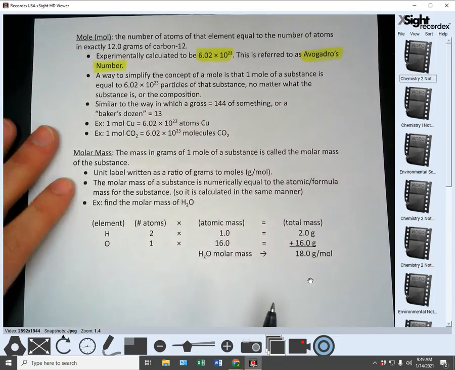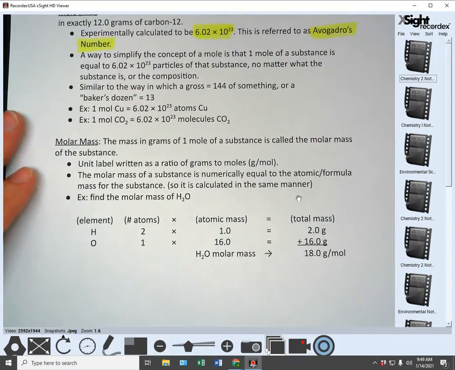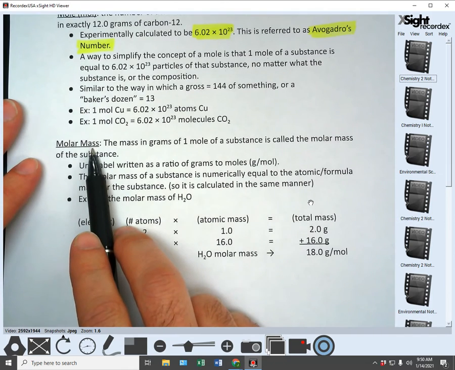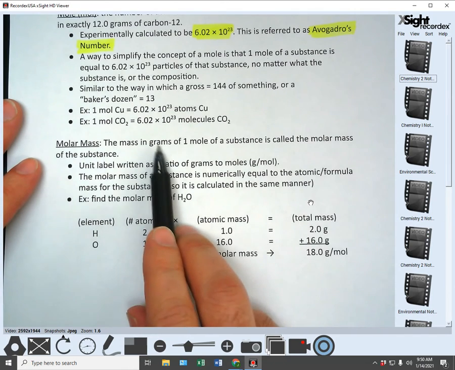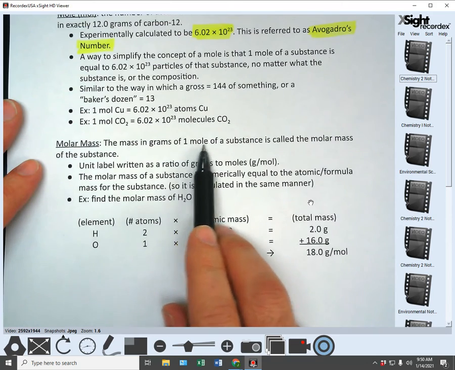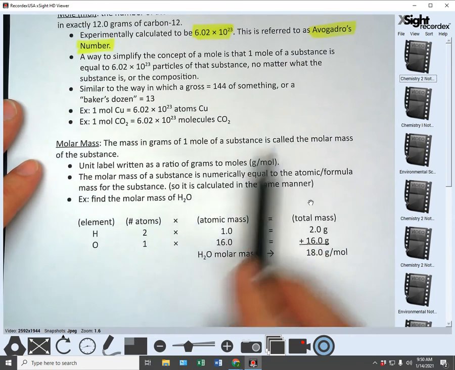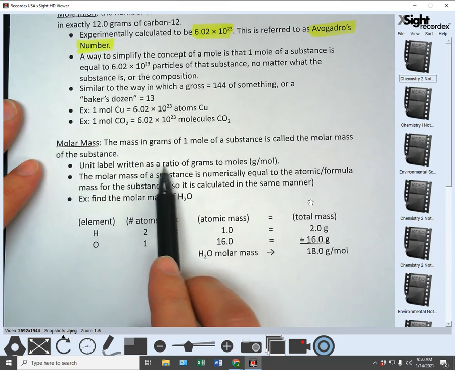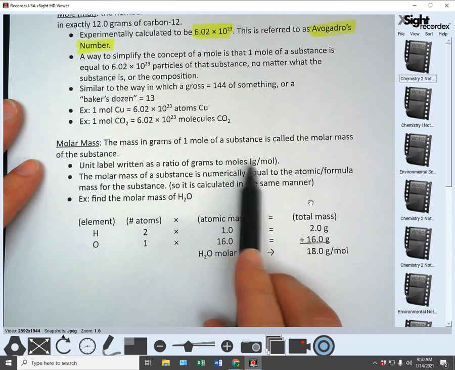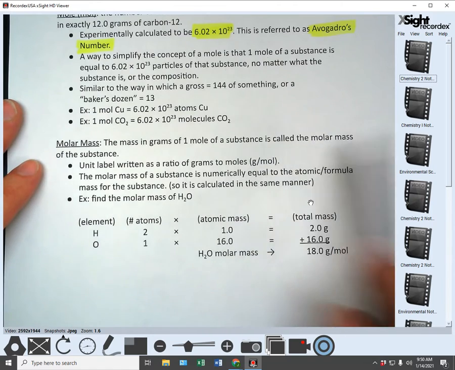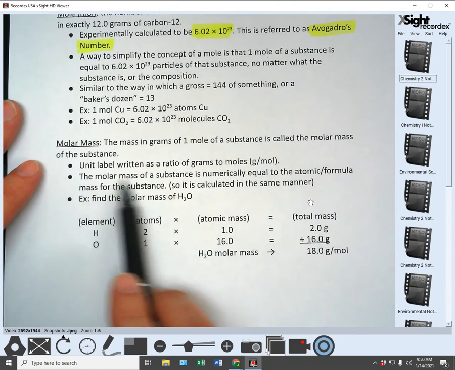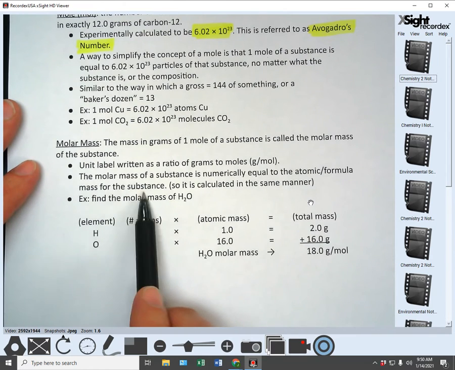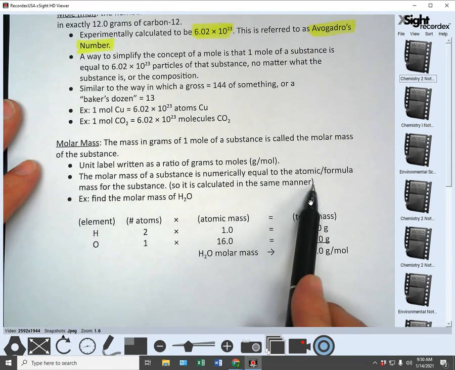All right. So how is this used? Well, this is used to calculate what's called the molar mass. The molar mass is the mass in grams of 1 mole of a substance. The unit label for this is written as a ratio of grams to moles, because it's the number of grams in 1 mole. The molar mass of a substance is numerically equal to the atomic/formula mass for the substance. So it is calculated in the same manner.